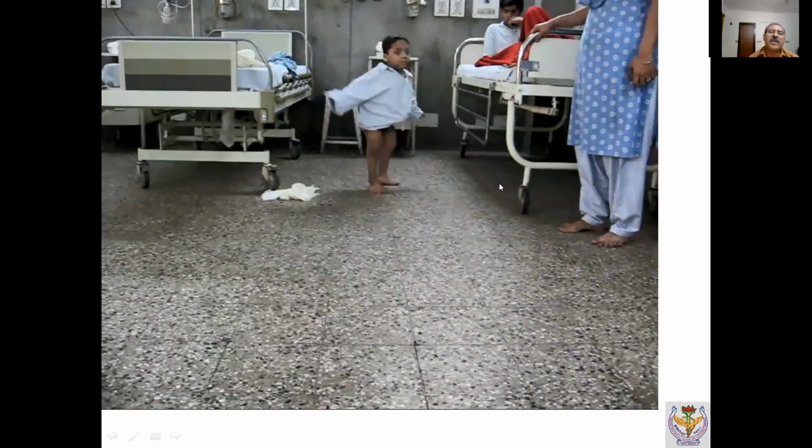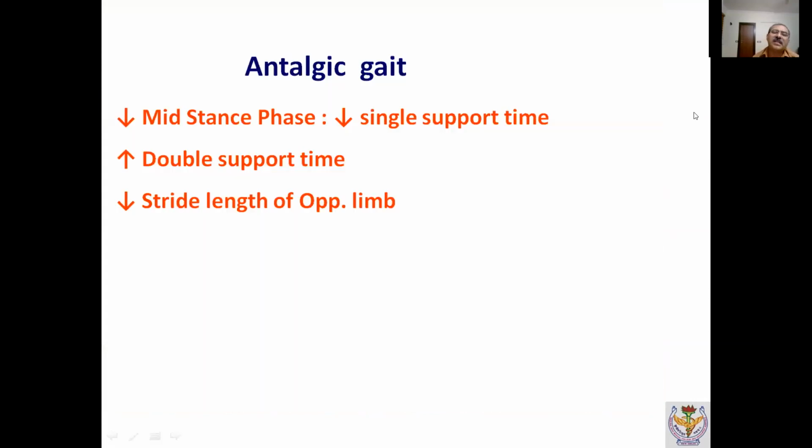And now we go to antalgic gait. Now the characteristic of antalgic gait is, as I was telling you in the normal gait cycle, the mid stance, which is 40% of the cycle, where the entire body weight is being borne on a single limb. So obviously it is going to be painful. So that part of the mid stance phase is going to be much reduced so that the pain is less. And most of the time the patient might be taking a double support, right?